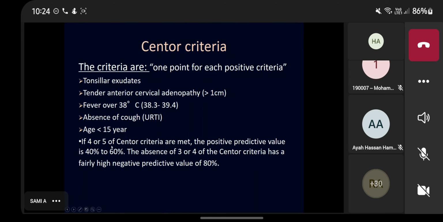If you have 4 out of 5 Centor criteria, the positive predictive value can be up to 60%, and with the absence of 3 or 4, the negative predictive value is 80%. So the Centor criteria can help your ability to make the clinical diagnosis of bacterial tonsillitis or group A tonsillitis.